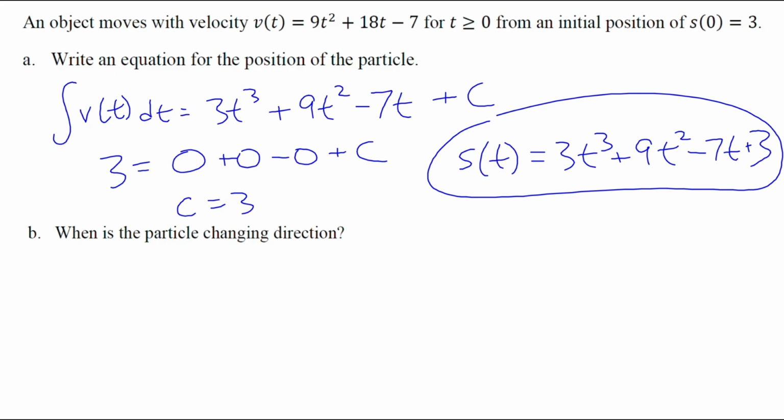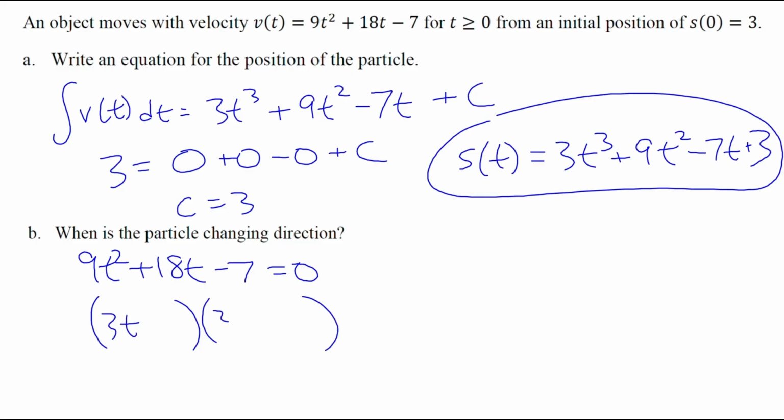For the second part here, we want to know when the particle is changing directions. That can be when its velocity is equal to 0. So we just set 9t squared plus 18t minus 7 equal to 0. That looks like it actually factors fairly nicely with a 3t and a 3t here. And then one of them is going to get a minus 1, and the other is going to get a plus 7. You can check that out. That's a 21t and a minus 3t, which gives you an 18t. So that factors out really nicely.